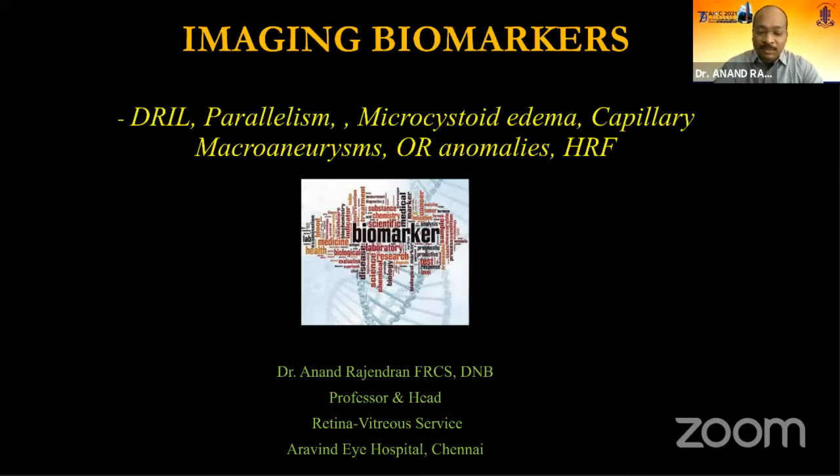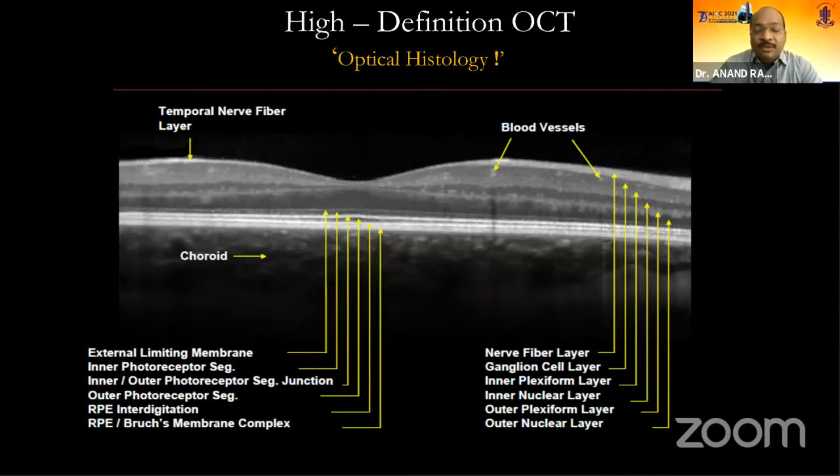I'm going to be talking to you about imaging biomarkers, and these are the ones. With cutting edge advances in OCT imaging, this is how we're beginning to see macular images. It's almost optical histology. And imaging has now become an almost integral component of the definition of a biomarker, which is useful in helping us diagnose and prognosticate macular diseases.